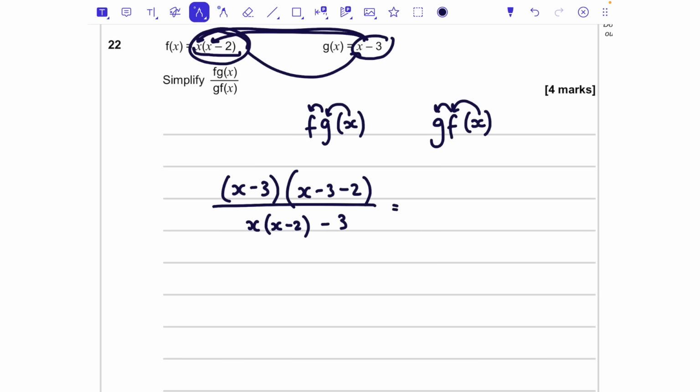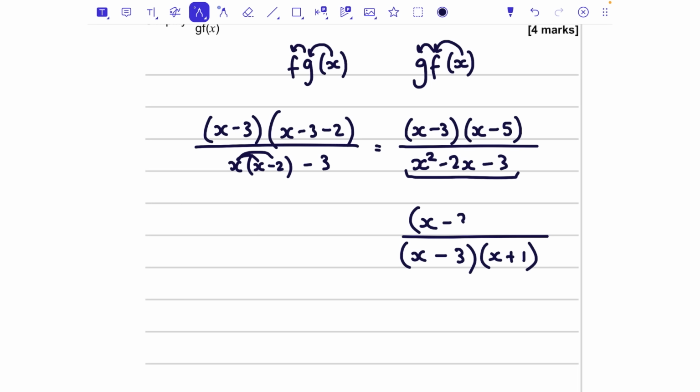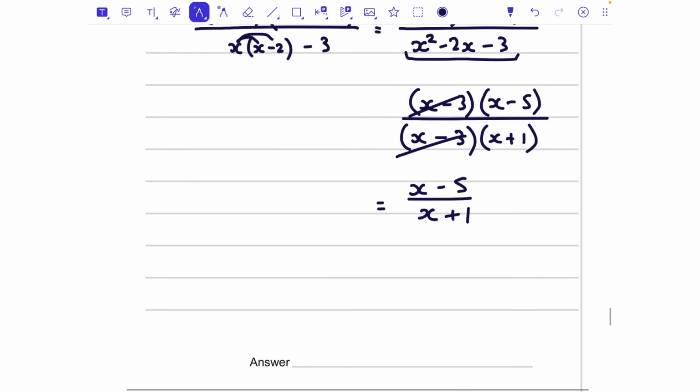Now let's just sort that out. So at the numerator, I've got x minus 3 multiplied by x minus 5, because I've got minus 3 minus 2. On the denominator, I've got x squared minus 2x minus 3. So let's factorise this, because if it's going to simplify, we're going to want that in brackets. And that factorises to be x minus 3, x plus 1. And on the numerator, we've got x minus 3, x minus 5. So we're looking for a common factor, and we're going to be able to divide by x minus 3. So that leaves me with x minus 5 over x add 1 as my final answer. x minus 5 over x add 1.